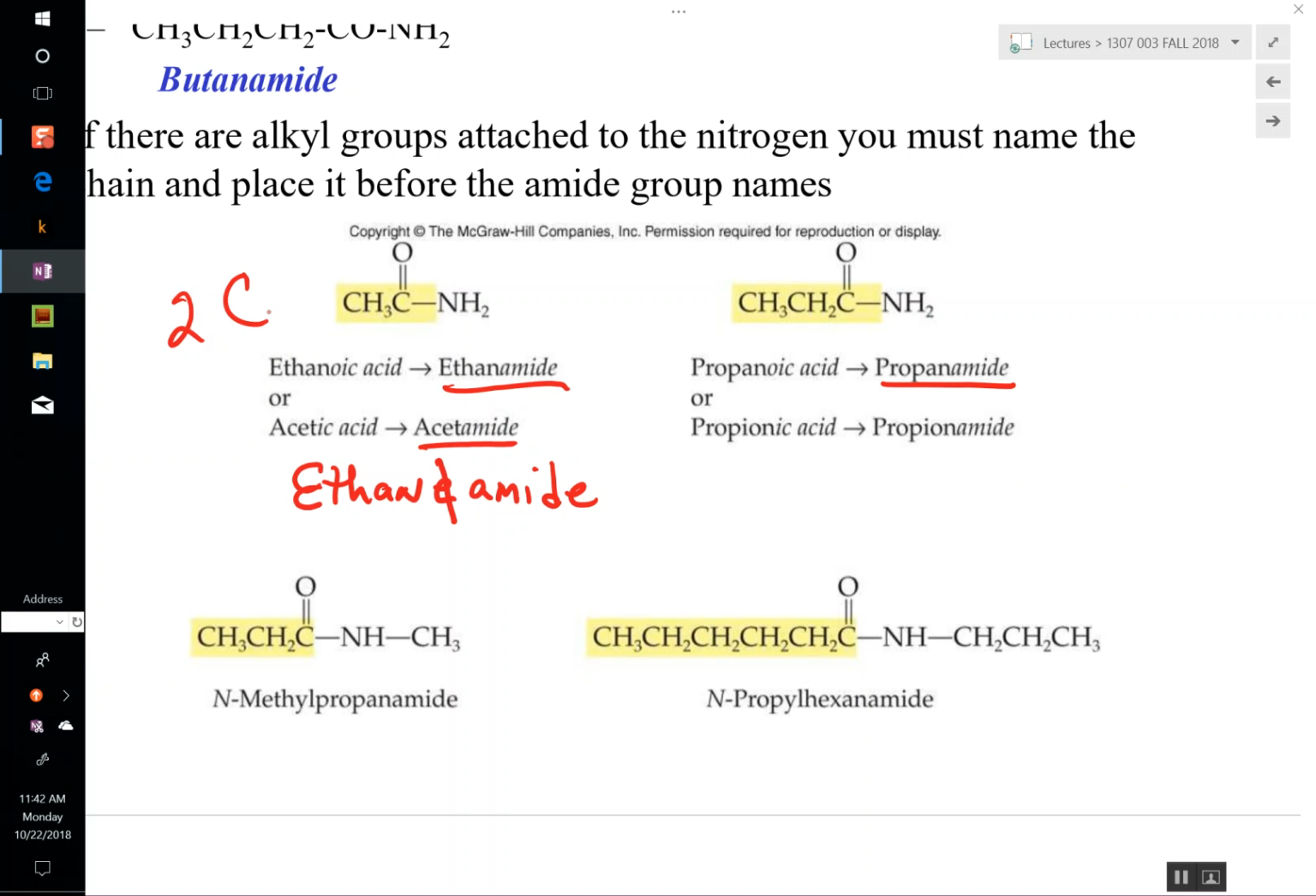Here's another confusing thing. Sometimes people come along here and they just count right through here. 6, 7, 8, 9, 10. They just throw the nitrogen in there, or they'll skip the nitrogen, 6, 7, 8, 9. It's the longest continuous chain of carbons. This is another chain, short chain, that's propyl. This is hexane, or hexanamide.